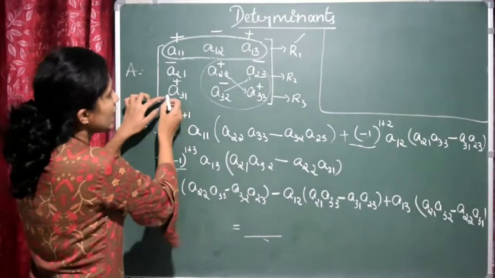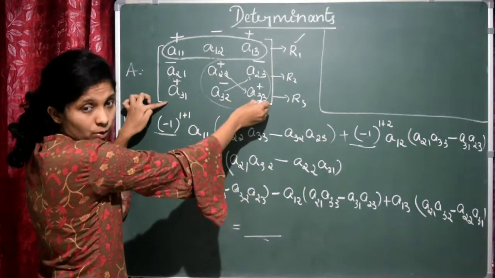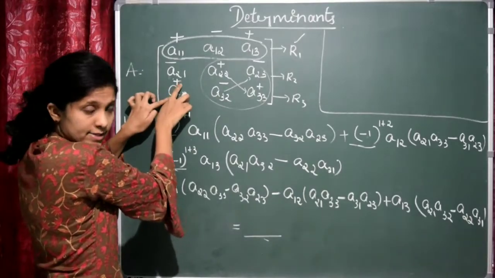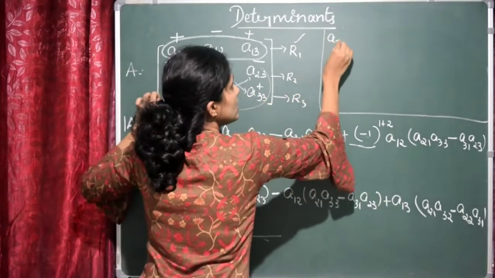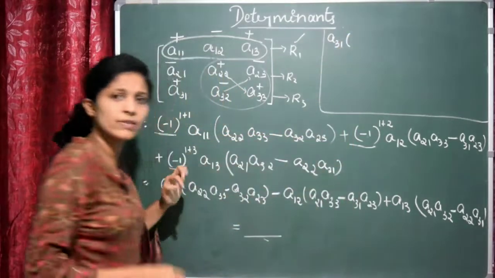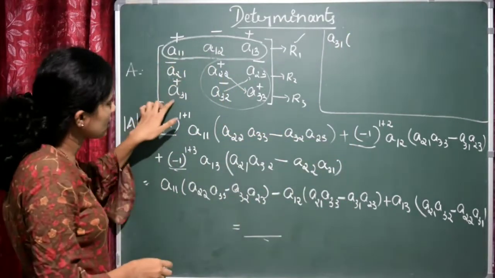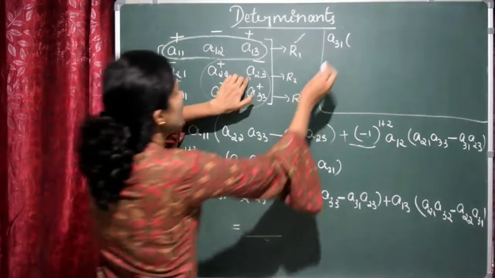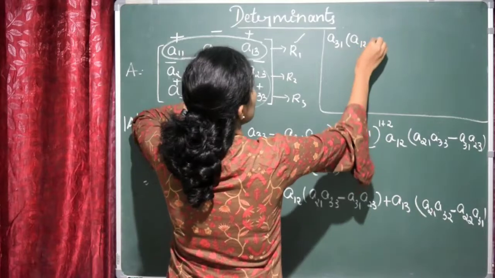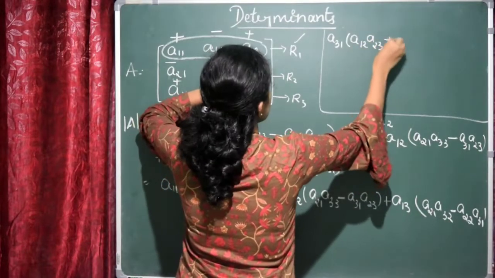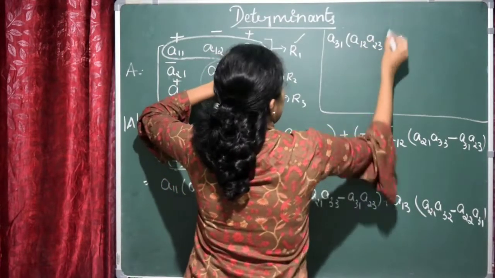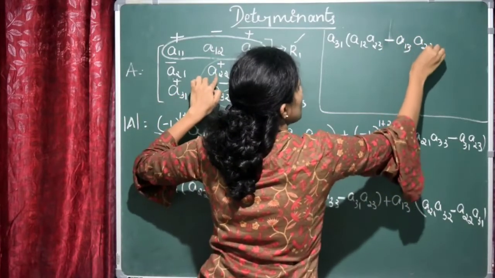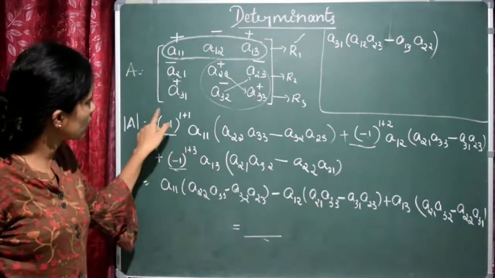Just let me explain. If you want to go with the third row, what I have to do? First you have to see this side. Plus A31. Is it clear? One is enough. Usually we go with the first row itself. A31, I have to delete the first row and the third column. I have to multiply this, right? That will be now A12 A23 minus A13 into A22. Yeah, we are expanding along the third row.